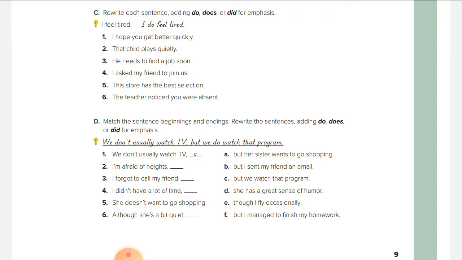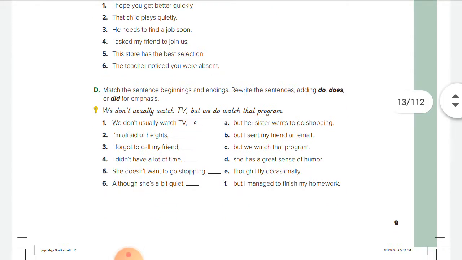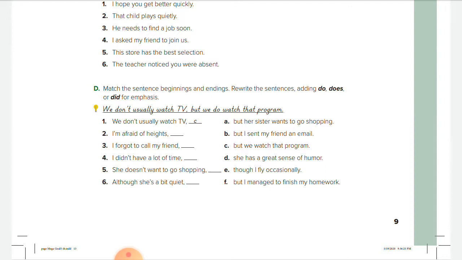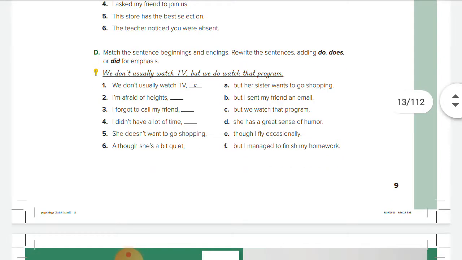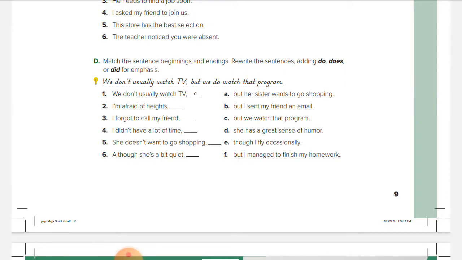Number two, that child plays quietly. Here plays has an s, so we use does. That child does play quietly. Number three, he needs to find a job soon. Here needs has an s, so we use does. He does need to find a job soon. Number four, I asked my friend to join us. Here asked is in the past simple, so we use did. I did ask my friend to join us.